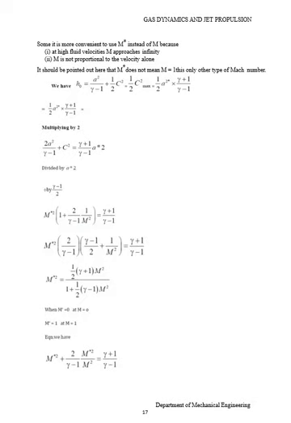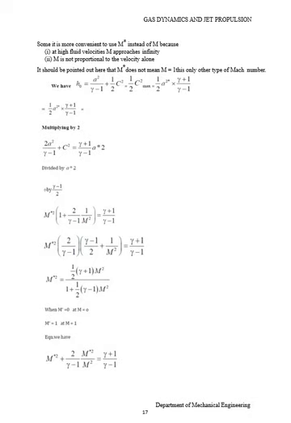It is more convenient to use M star instead of M because, at high fluid velocity, M approaches infinity, and the second reason is that M is not proportional to the velocity alone. It should be pointed out here that M star does not mean M equal to 1. This is only another type of Mach number.